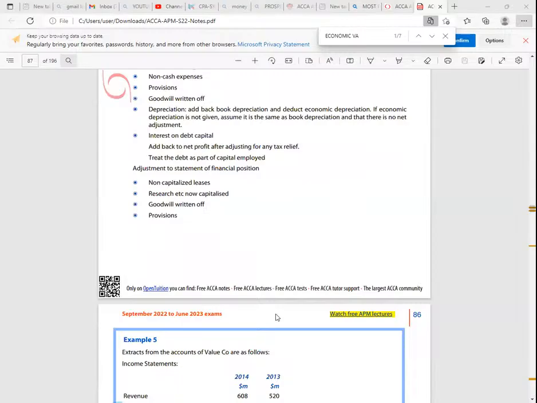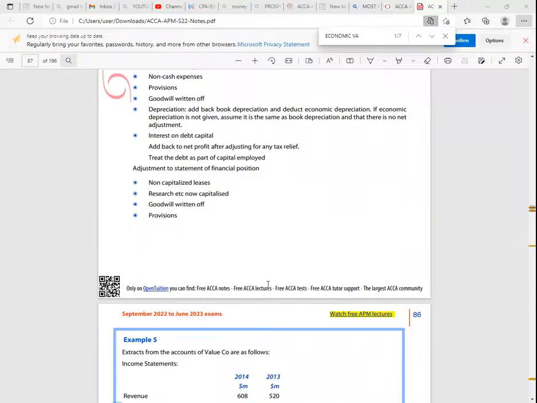Adjustments to the statement of financial position, for the students who are in my last class. We said that any non-capitalized leases have to be capitalized. Research, etc. now has to be capitalized. Any goodwill that was written off in previous years has to be written back. Right? Provisions, ladies and gentlemen, you have to take them back to the balance sheet. And then they are giving us a good example. Let me go through the charts first of all.